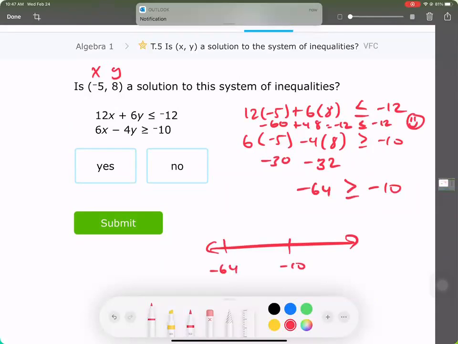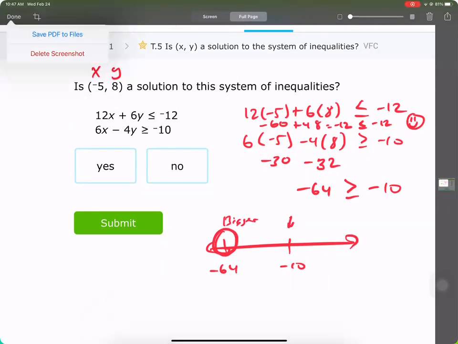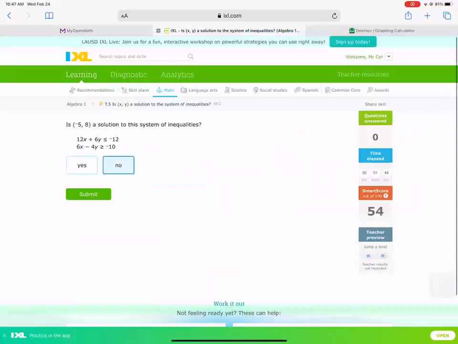Is negative 64 bigger than negative 10? No, it's less. If you owe me $64, you are poorer than the guy owing me 10. So negative 10 is greater than negative 64. So you're going to plug it in and check, and my answer is going to be no, that's not a solution. And hopefully I got the inequalities right, and that worked out.